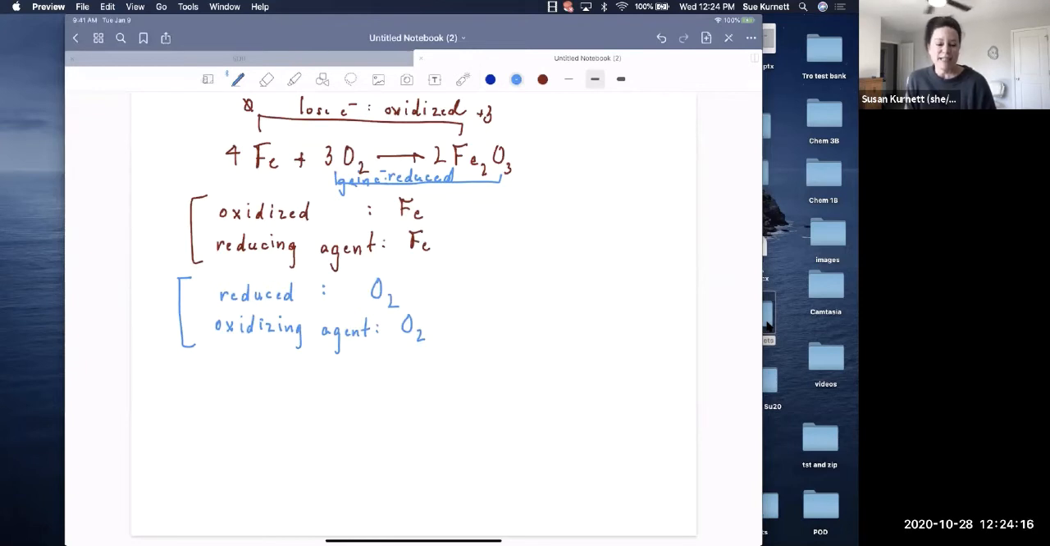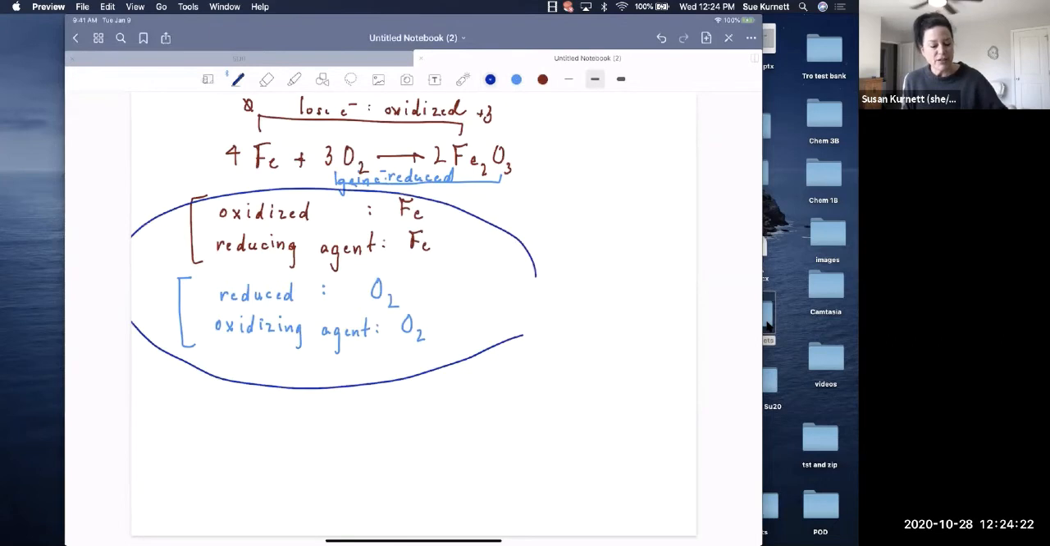I want you to notice that the answer to all these questions, what is oxidized, what is the reducing agent, what is reduced, what is the oxidizing agent, they're all reactants. Whenever we're doing this, we're referring to how things were changed. Where did they start? The reactants.